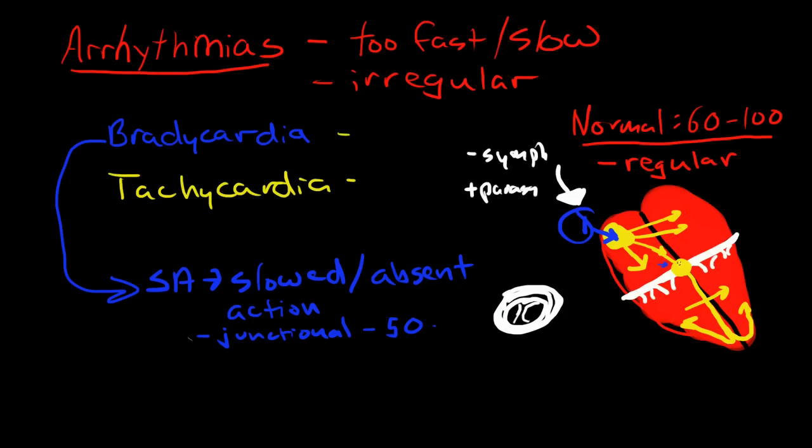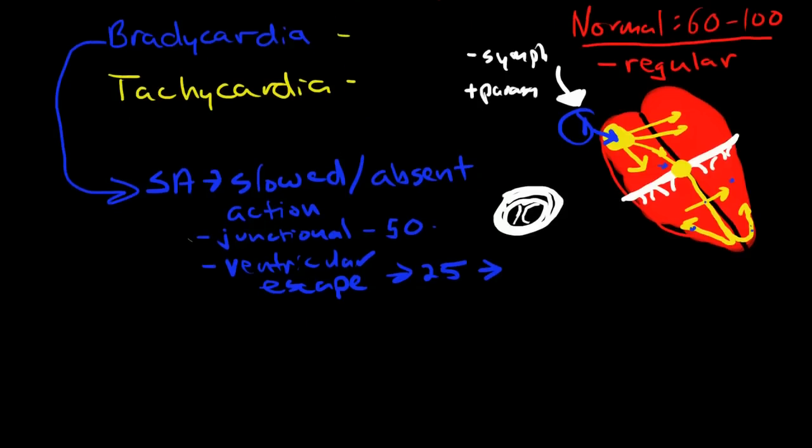Now, if both the SA node and the AV node are not working as a pacemaker, then the pacemaker cells in the ventricle, or the Purkinje fibers, will take over, and then we'll have a very slow ventricular escape rhythm. The heart rate is usually around 25, which is just barely enough to sustain life for a patient at rest. Okay, so that's one cause of bradycardia.